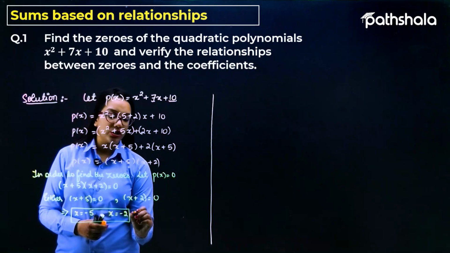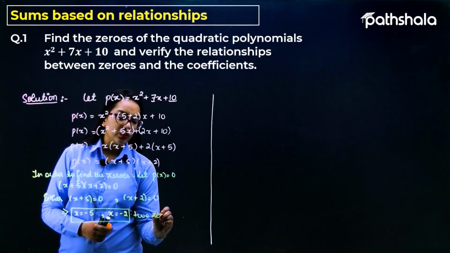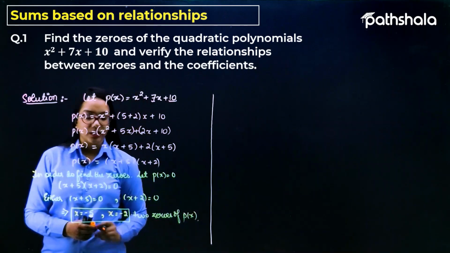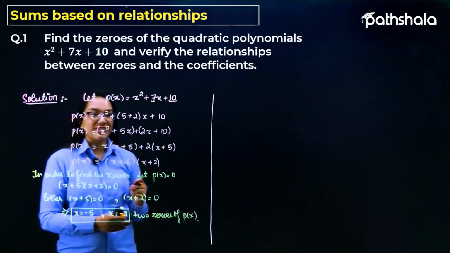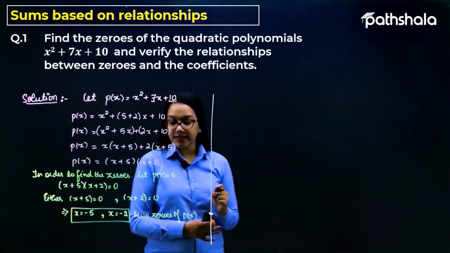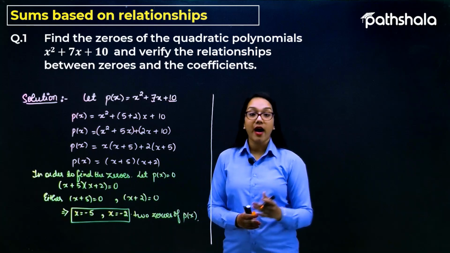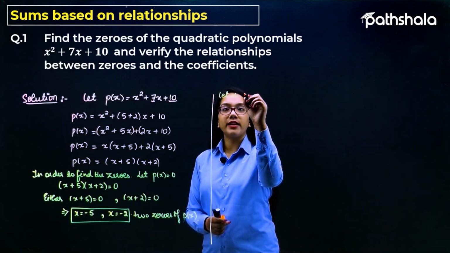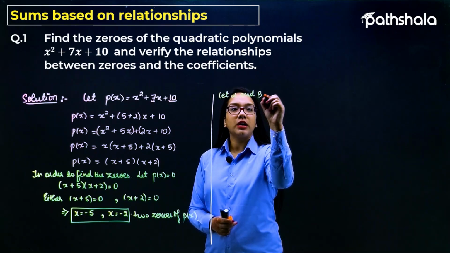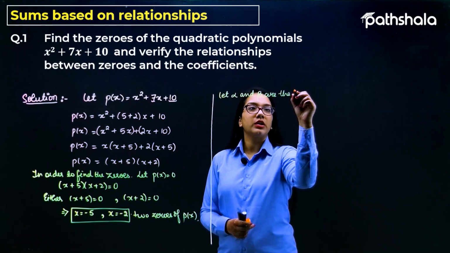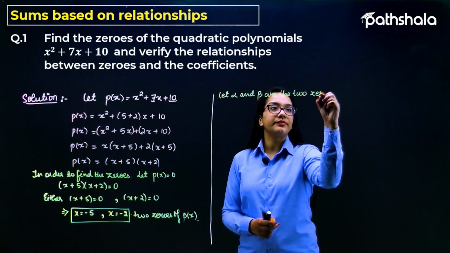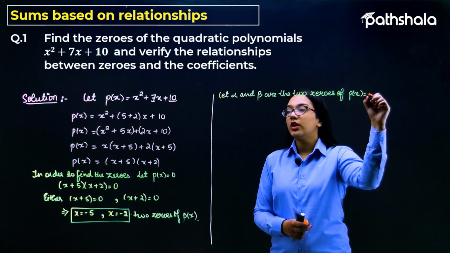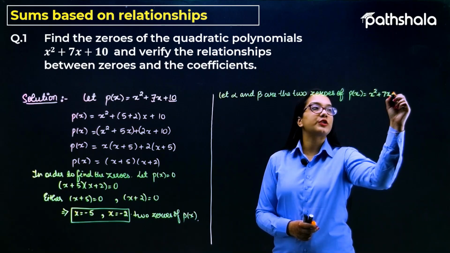These are the two zeros of the quadratic polynomial p of x. So let us suppose we are expressing x is equal to minus 5 and x is equal to minus 2 as alpha and beta. So let alpha and beta are the two zeros of p of x is equal to x square plus 7x plus 10.